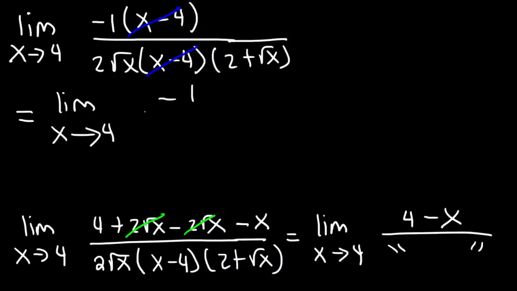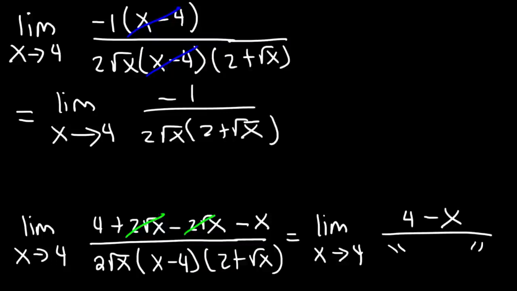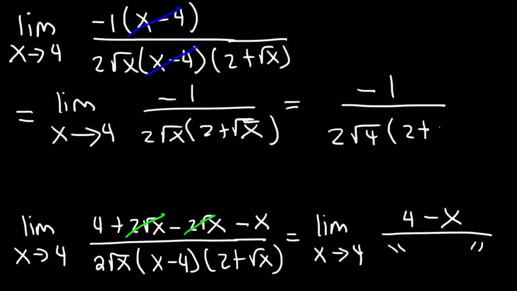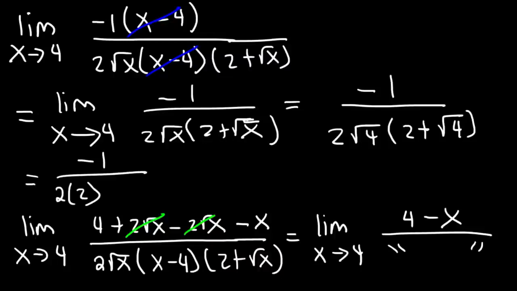So this is what we have left over. So now let's replace x with 4. So it's negative 1 divided by 2 square root 4 times 2 plus square root 4. So the square root of 4 is 2. And 2 times 2, that's going to be 4. And 2 plus 2 is 4.